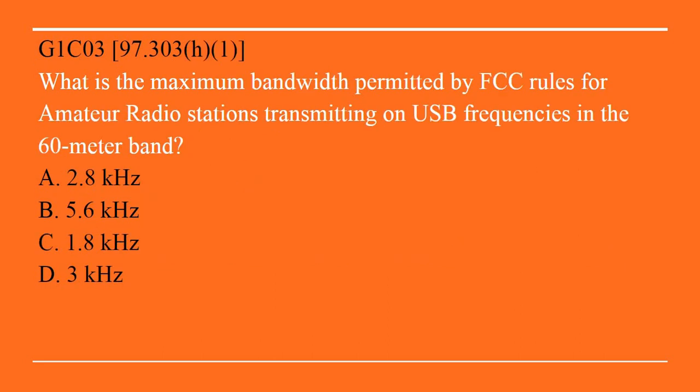G1C03, what is the maximum bandwidth permitted by the FCC rules for amateur radio stations transmitting on upper sideband frequencies in the 60 meter band? A. 2.8 kHz. B. 5.6 kHz. C. 1.8 kHz. Or D. 3 kHz. Correct answer here is A. 2.8 kHz.